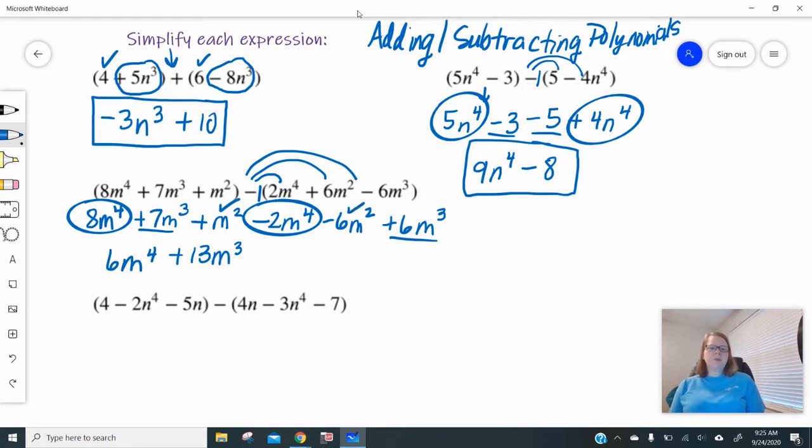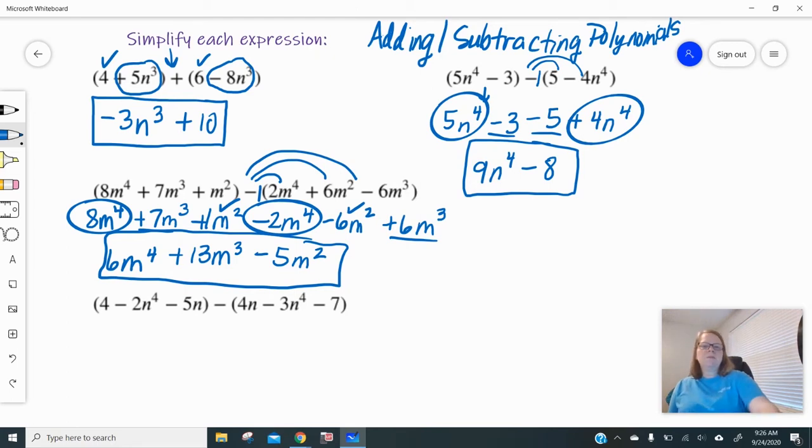And so I just need to remember this is 1. If there's not a number there, it's just one of them. So 1 minus 6, that's -5m squared. Okay. All right, I'm in descending order: m to the fourth, m to the third, m to the second. So we're good. All right, so we're ready to move to the next one.